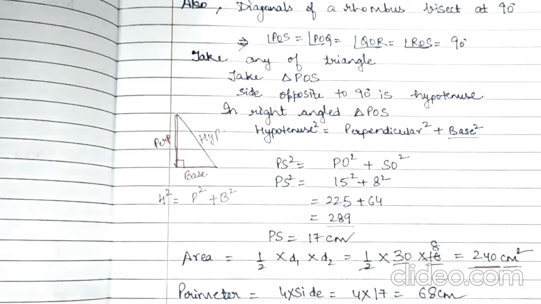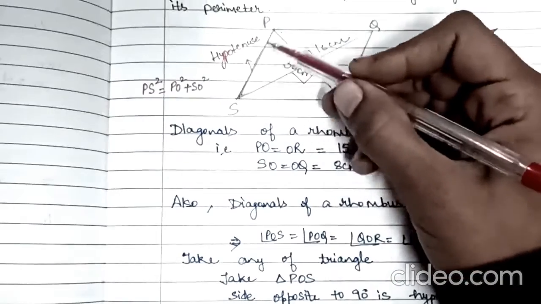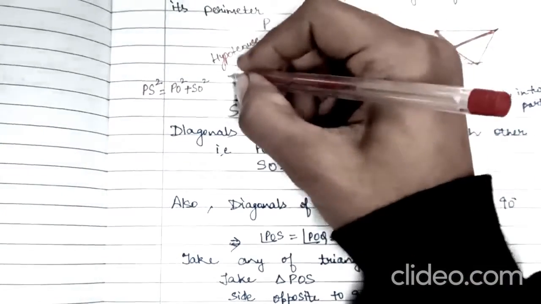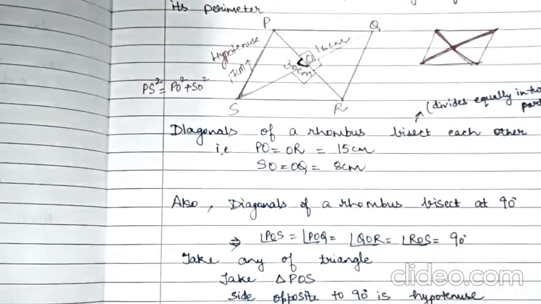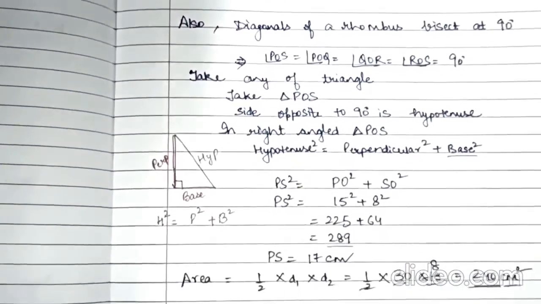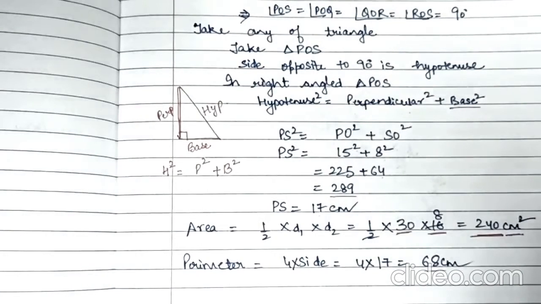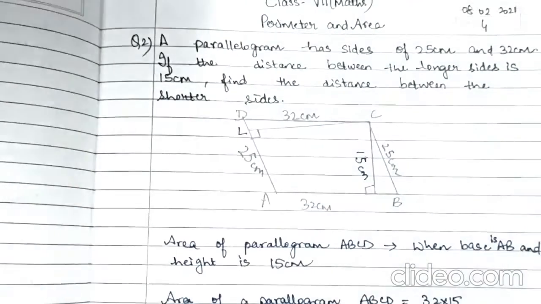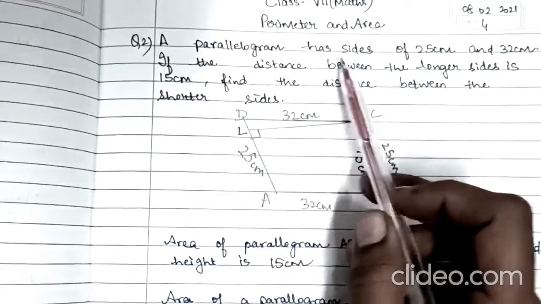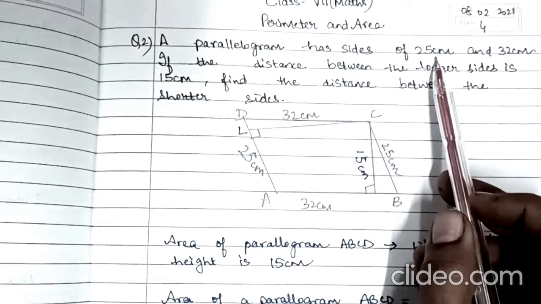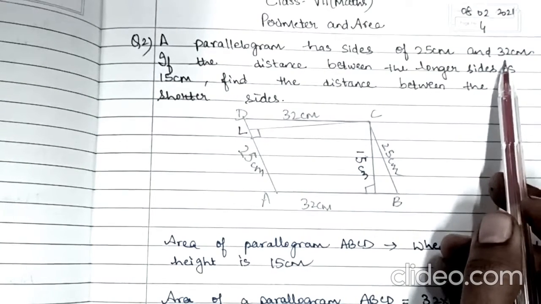Perimeter of the rhombus. Now the perimeter of rhombus is 4 into side. Now side we have already found out, that is what? 17 centimeter. So perimeter formula is 4 into side. So 4 into 17 will give us 68 centimeter. Clear children? Next question is, a parallelogram has the sides 25 centimeter and 32 centimeter.